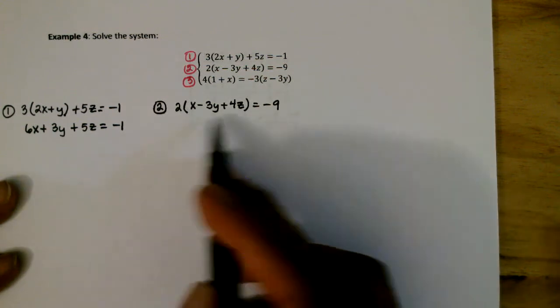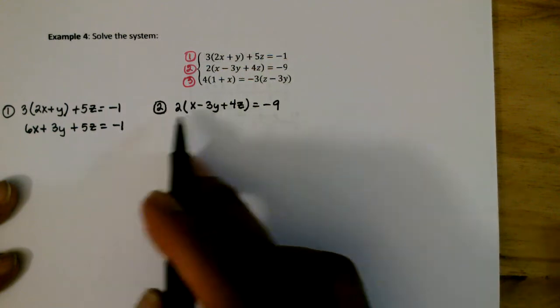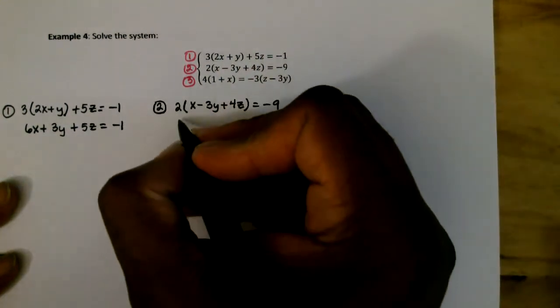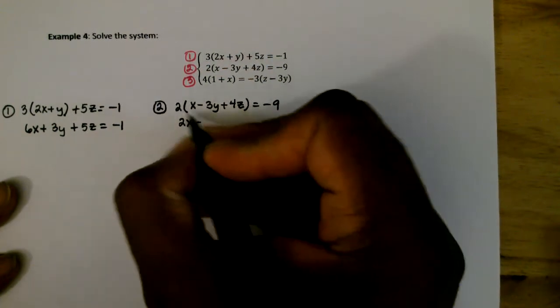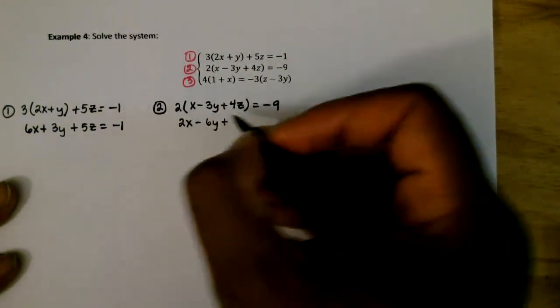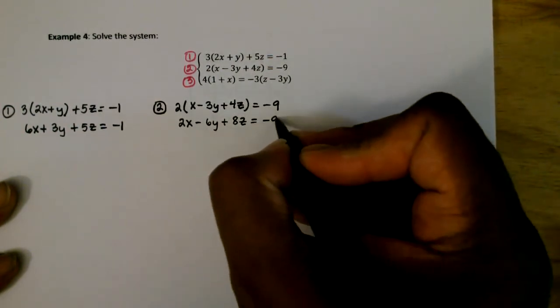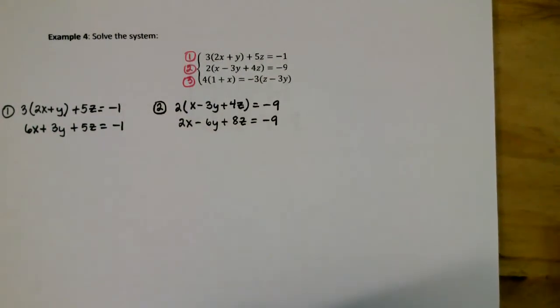Now, in this case, if we use the distributive property by distributing the 2 over everything in the parentheses, 2 times x is 2x, minus 2 times 3y, which is 6y, plus 2 times 4z, which is 8z. That's equal to -9. Notice we have the x and the y and the z terms on the left side. The constant term is on the other side.